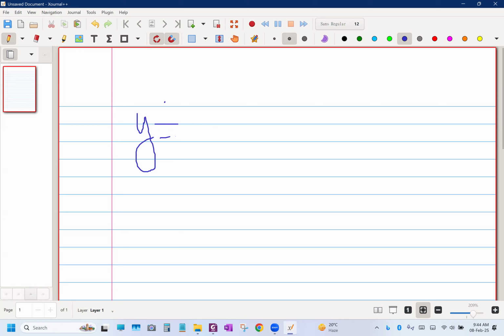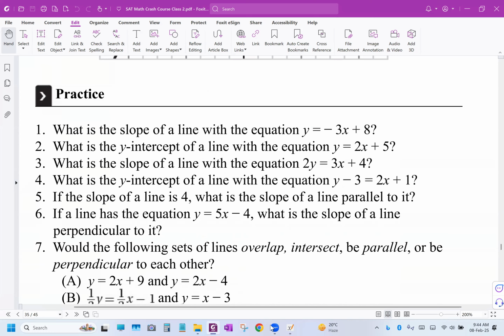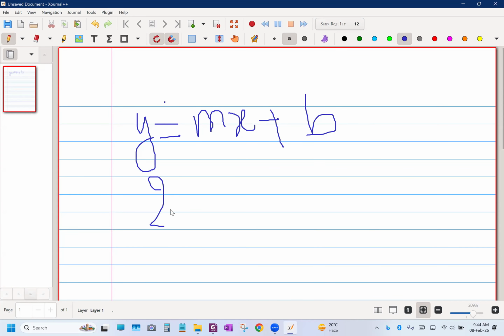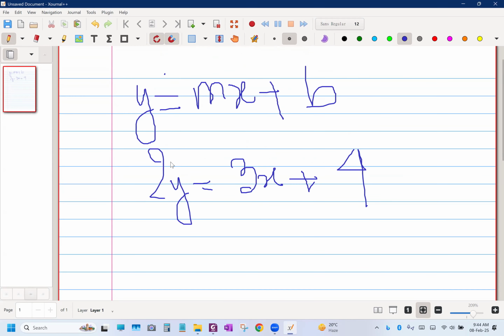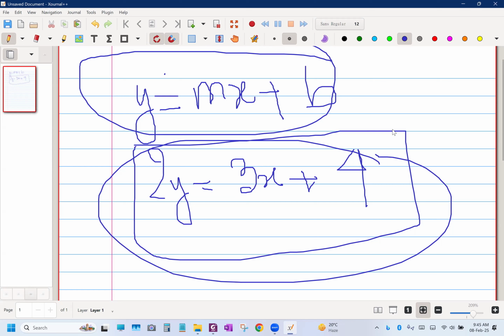The standard equation is just like this. I'm using my mouse basically. This is the standard equation, or slope-intercept form, of a straight line. We are given that 2y equals 3x plus 4. So what do you need to do? The first step is you just need to look at this equation like this.